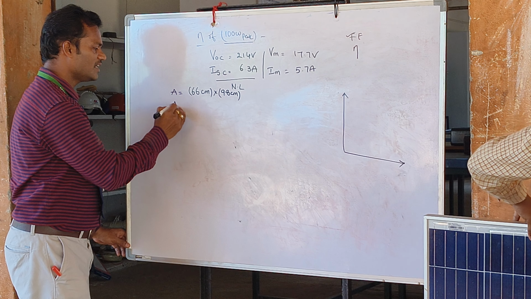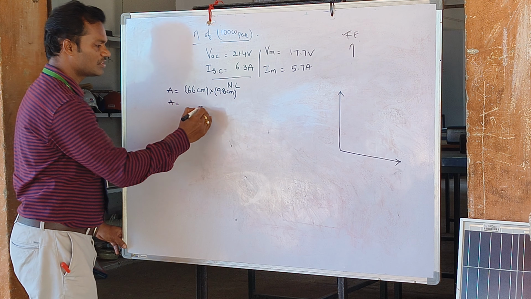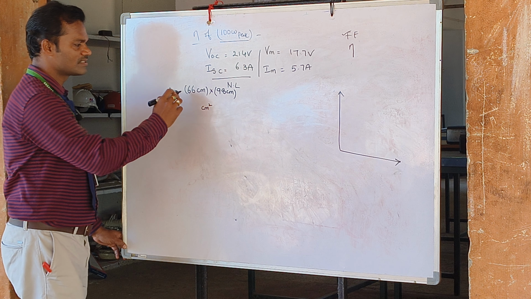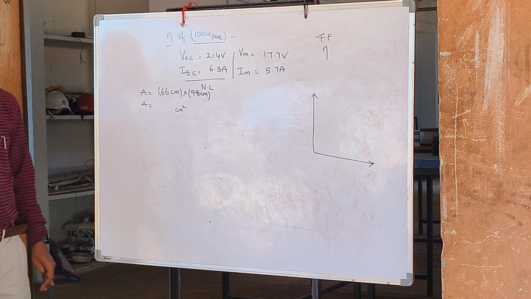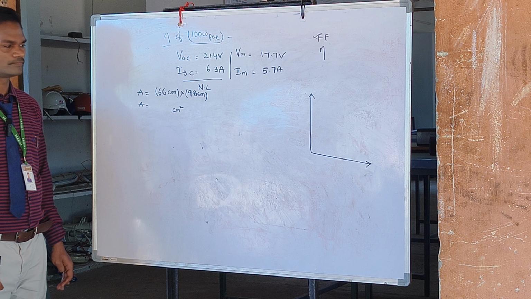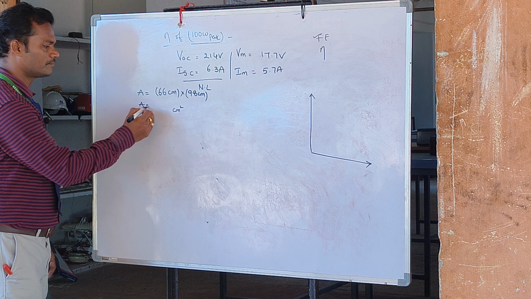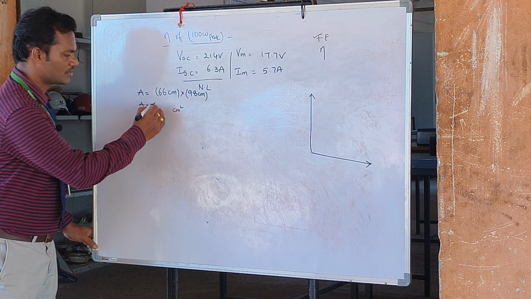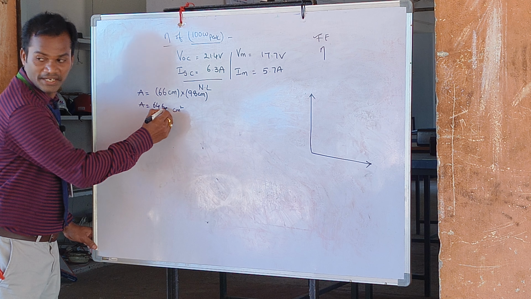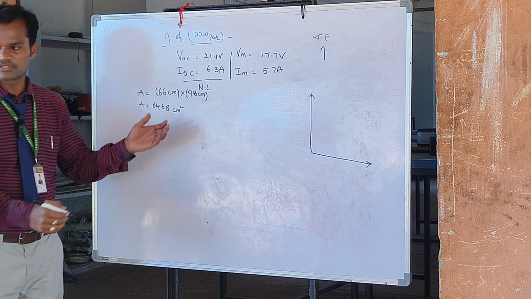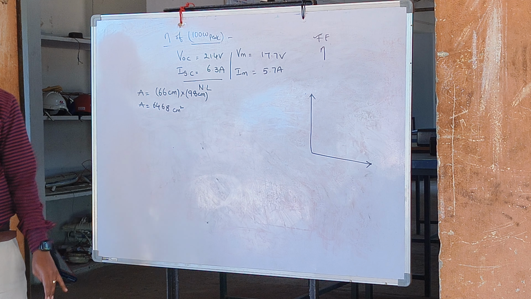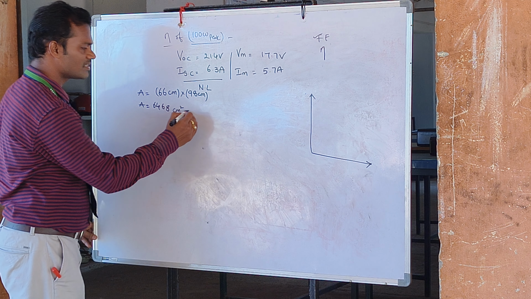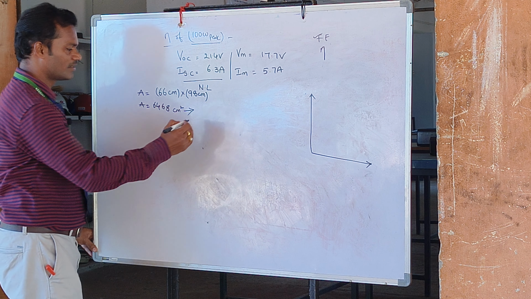So now area is equal to multiplying these: centimeter into centimeter is centimeter square, 66 into 98. What is the area? 6468 centimeter square. So this is the area of the solar panel when you multiply it. This is in centimeter square, so we need to convert this in terms of what? Meter square. So how to do it?